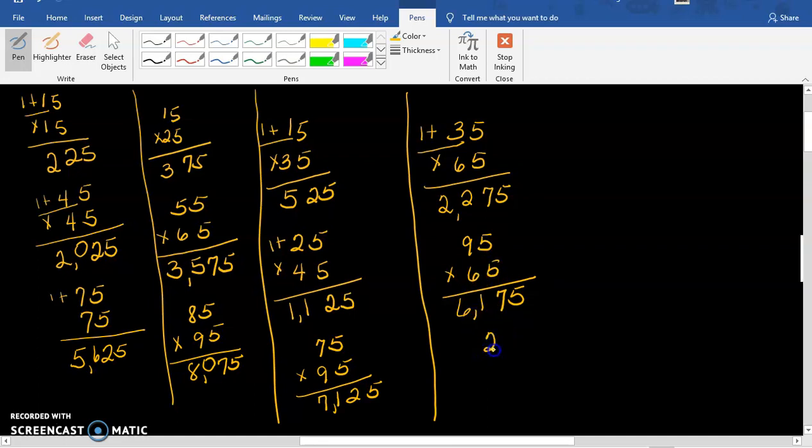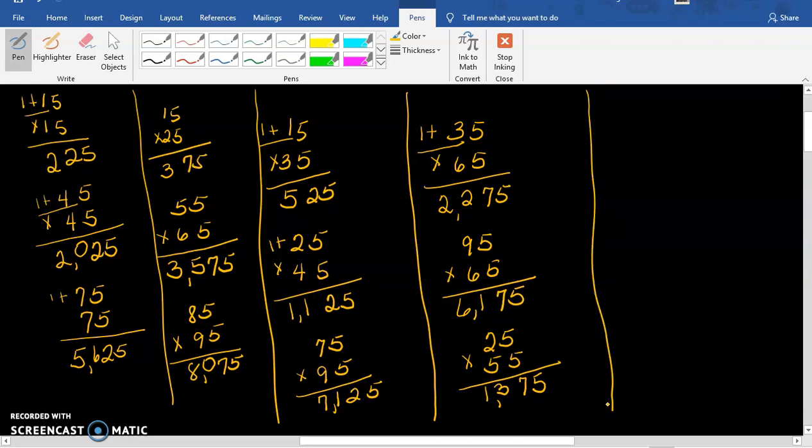Now let's have another one. Let's say 25 times 55. They're both two-digit numbers ending with a 5. The tens digits differ by 3. So my last two digits would be 75. I will add 1 to 2. That gives me a 3 times 5 is 15 minus 2 is 13. So 55 times 25 is 1,375.